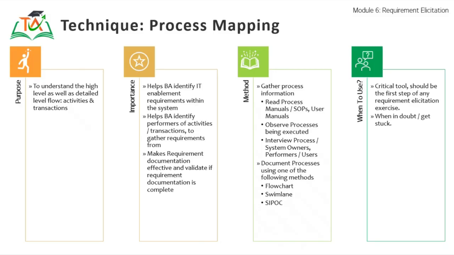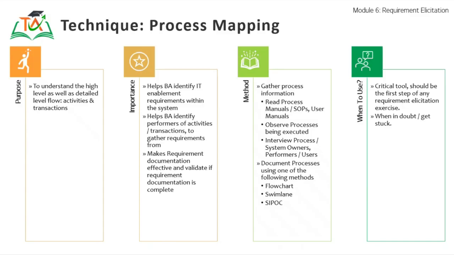Okay. Then make requirement documentation effective and validate if requirement documentation is complete. So when you start working on the requirement document, you always compare it with business process and see whether you've covered all aspects. Okay. So it kind of becomes a baseline for you to really validate your business requirement documentation, that okay, you've covered everything that you're supposed to cover and gather requirements. So that's why business process mapping is very important.